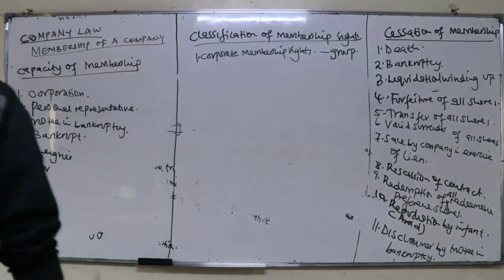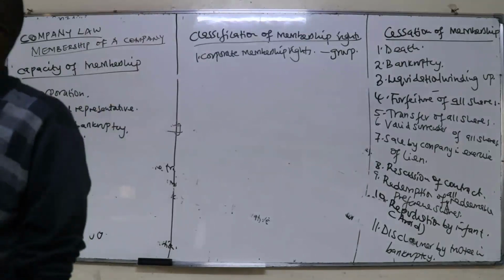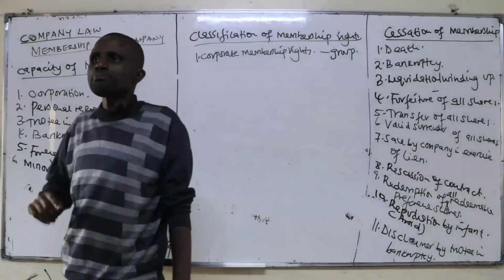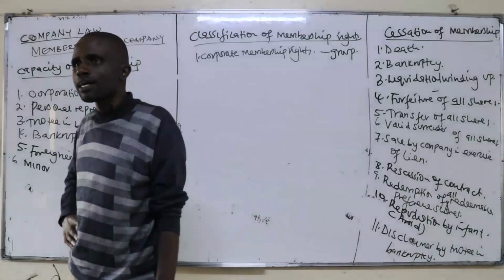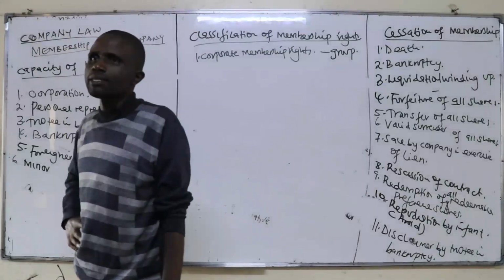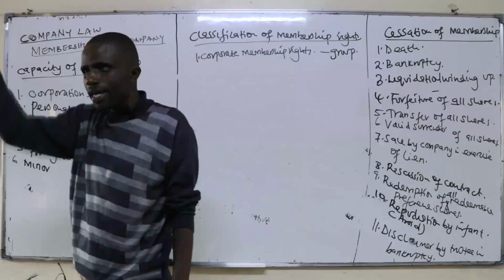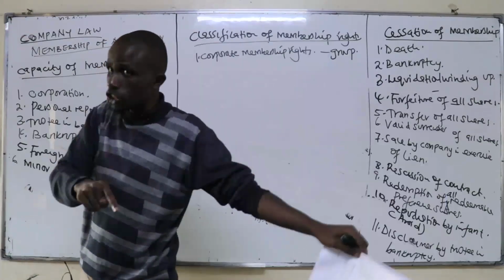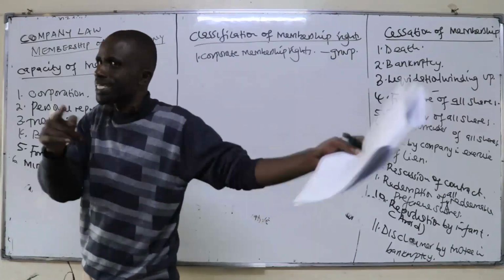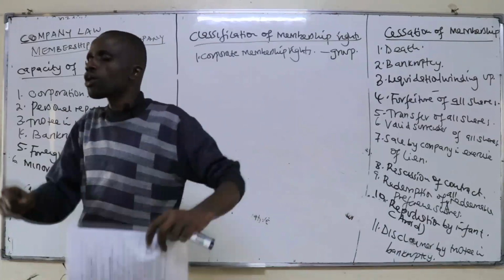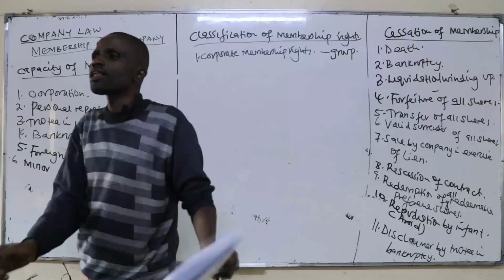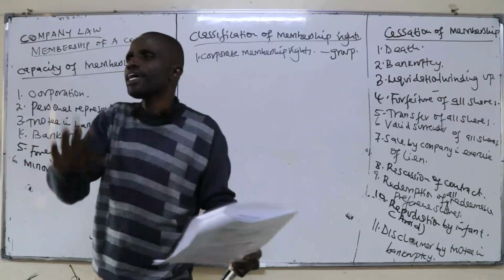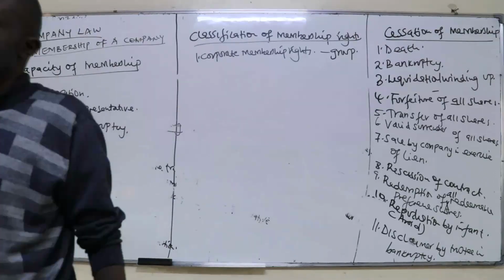Any alteration. Next time the examiner will ask you, discuss the procedure of altering the name of a company. Name of a company, object clause of the company, anything to do with the MOA to change, to alter it. In company law, we use the word alteration in place of the word change. To alter the MOA, to alter the name, to alter the capital clause. That's the procedure.